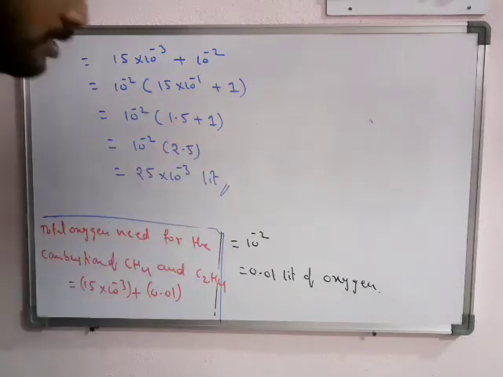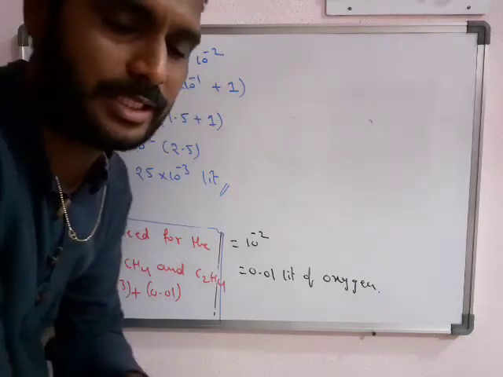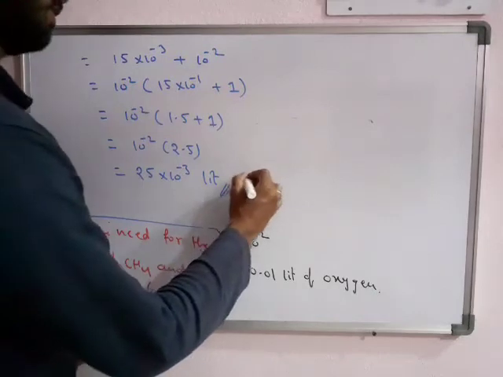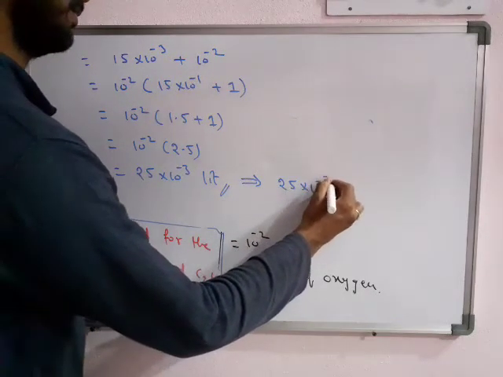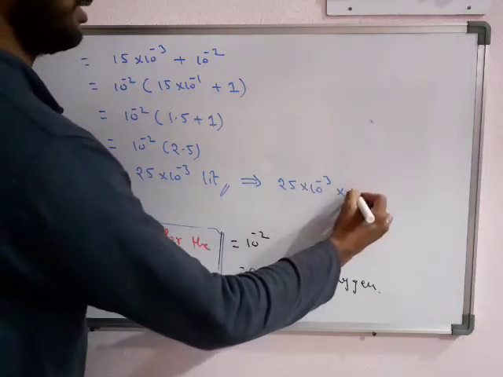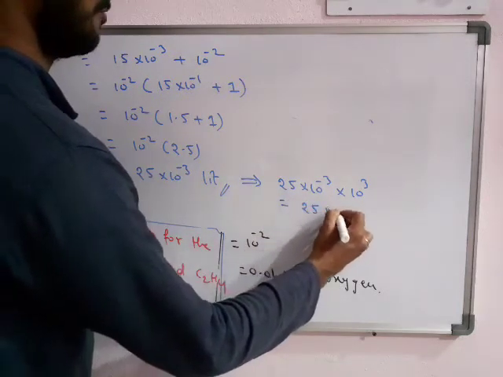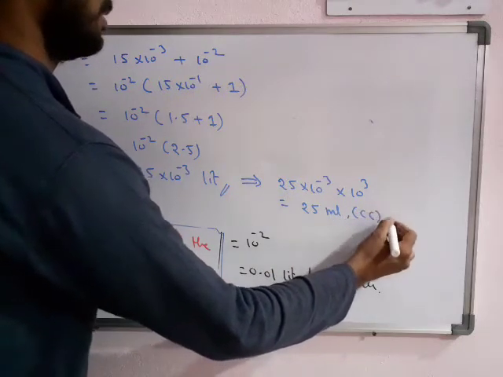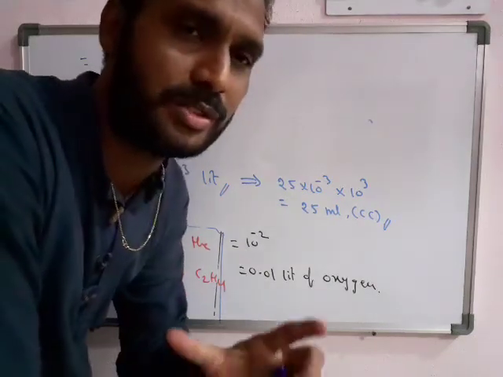So the answer in terms of liters is 25 into 10 power minus 3 liters. I think in the options it is given in terms of milliliters. So convert liters into milliliters. 1 liter equals how many? 1000 milliliters. So finally we will get 25 milliliters, nothing but cubic centimeters. Okay, here also we have to know the reactions.